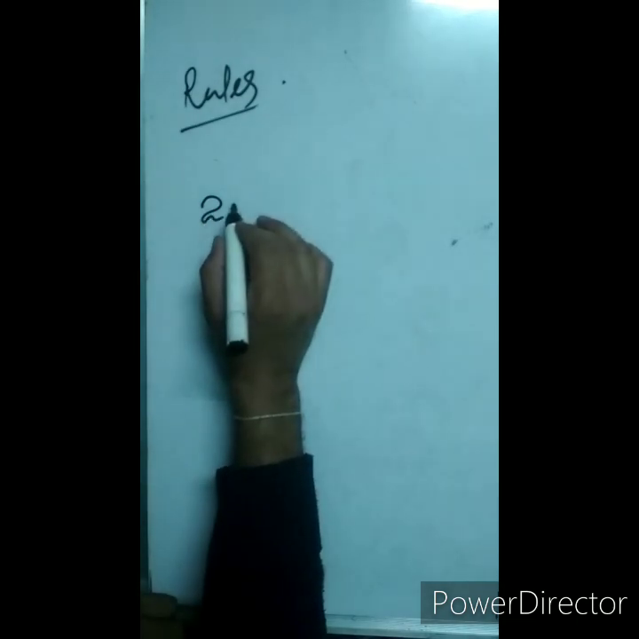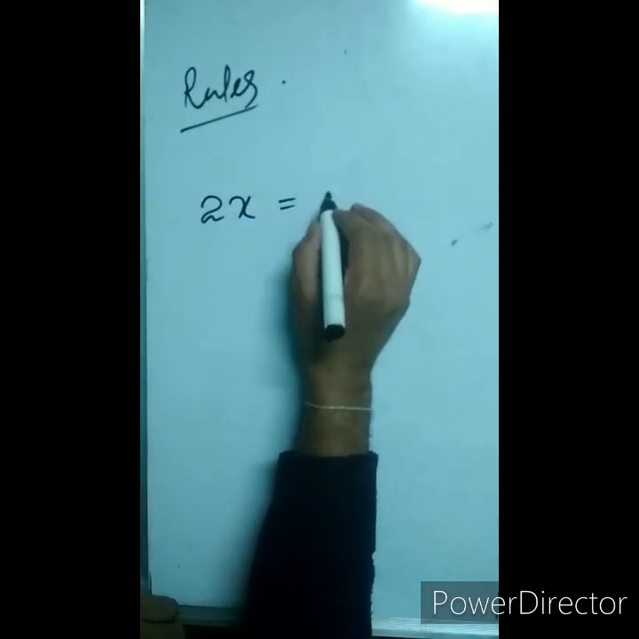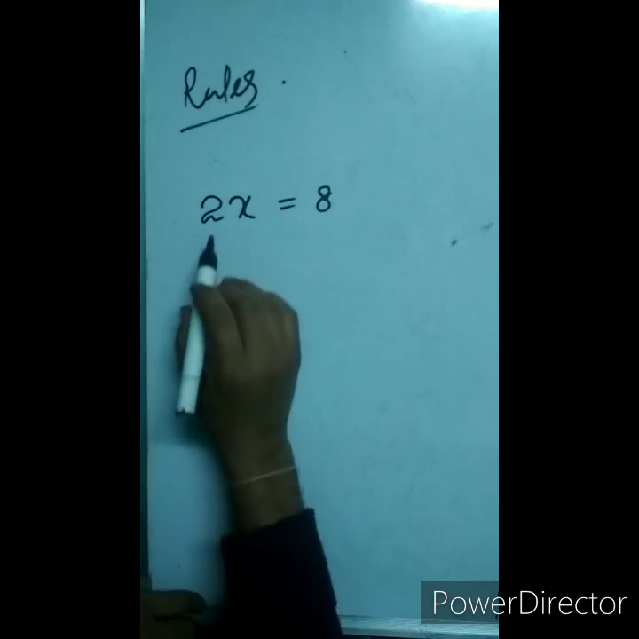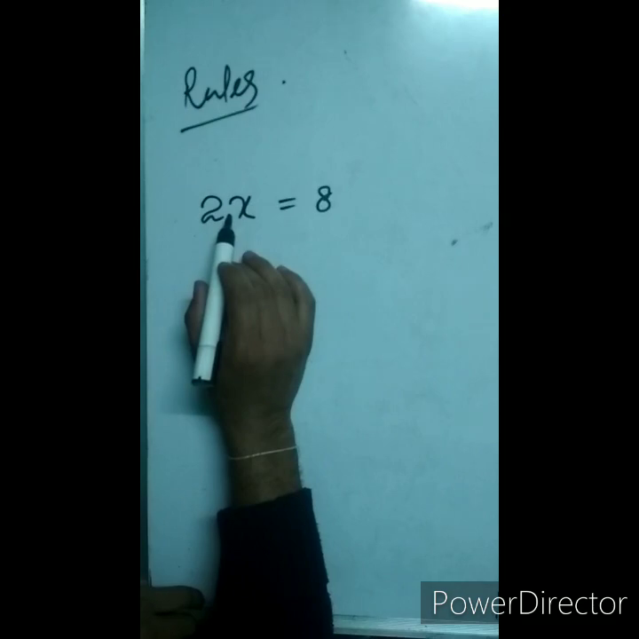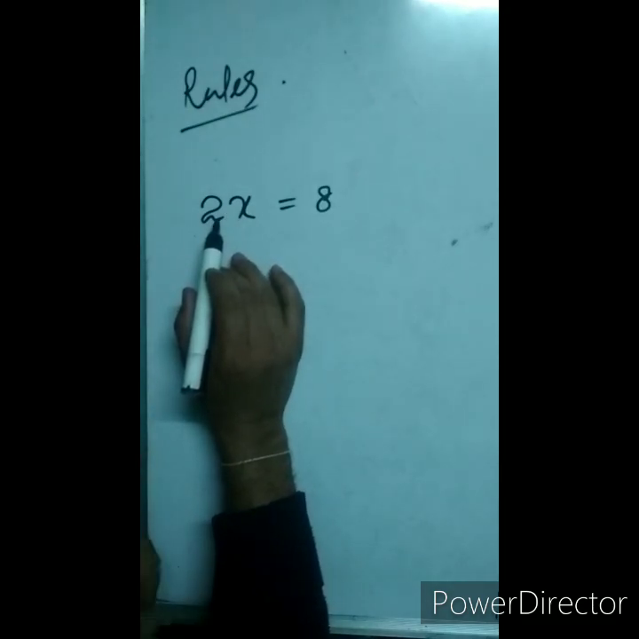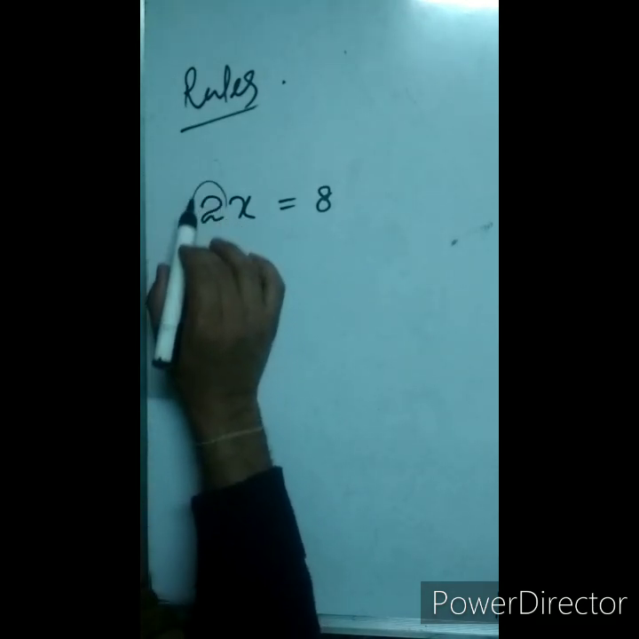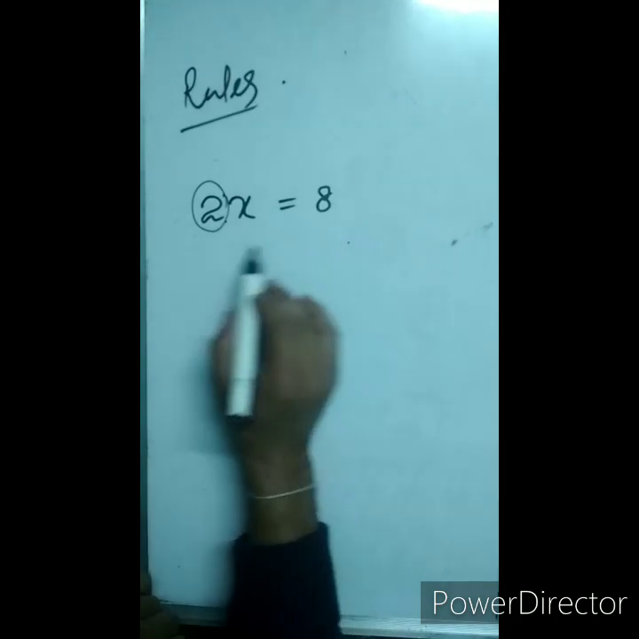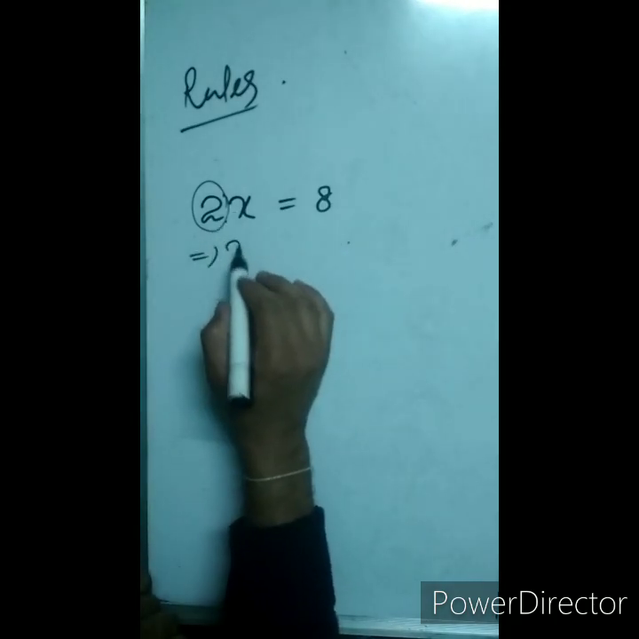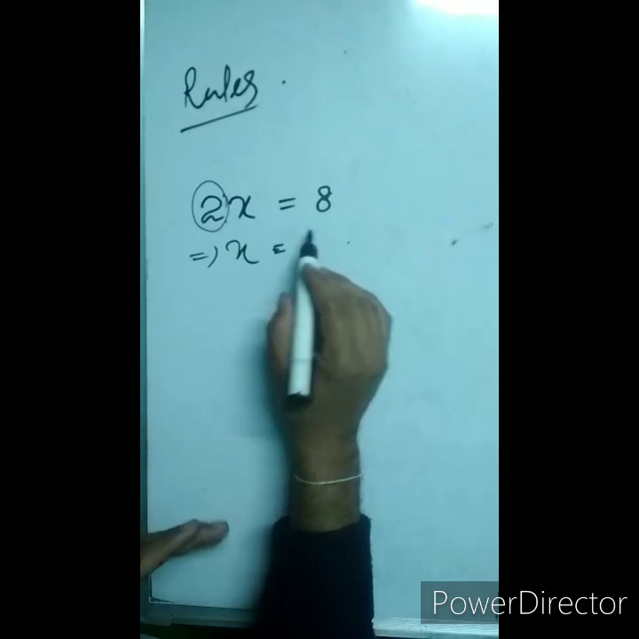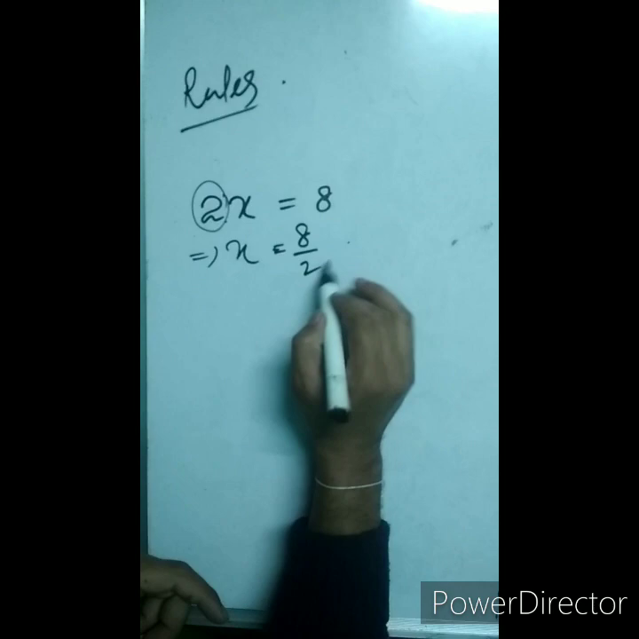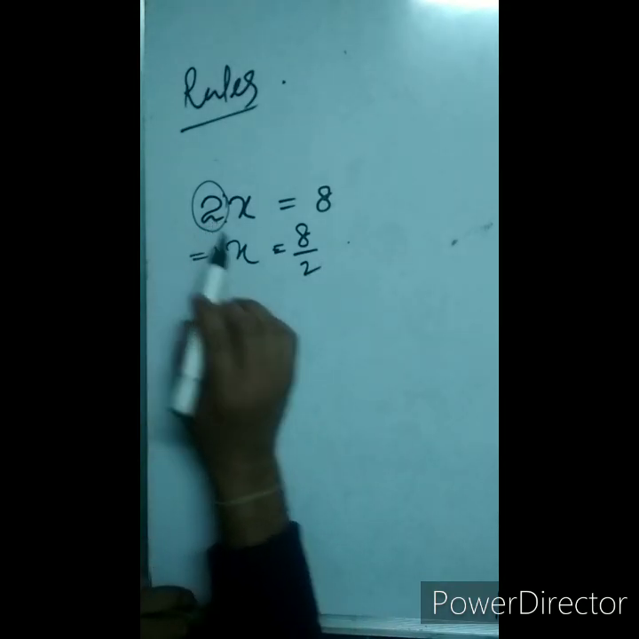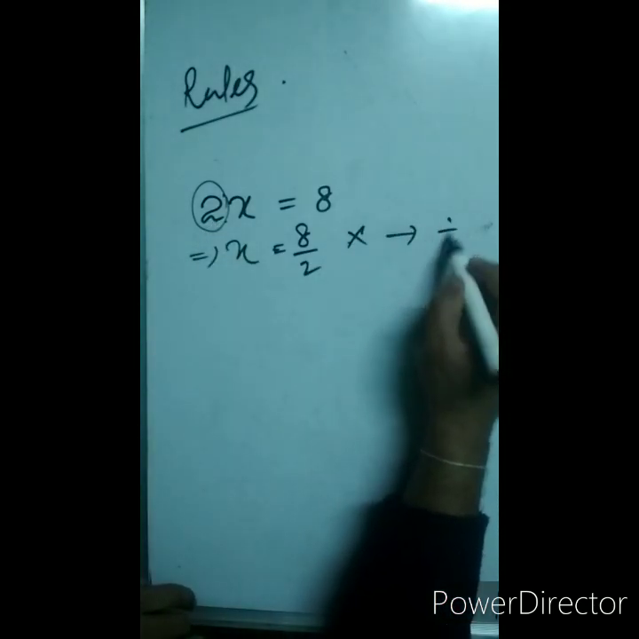I'm writing here 2x is 8. What operation is there between 2 and x? Multiplication. Now here 2 is multiplying with x. So when this 2 goes to the other side, it is multiplying here, but once it moves to the other side, this 2 will be dividing 8. So 8 divided by 2. That means multiplication changes to division.